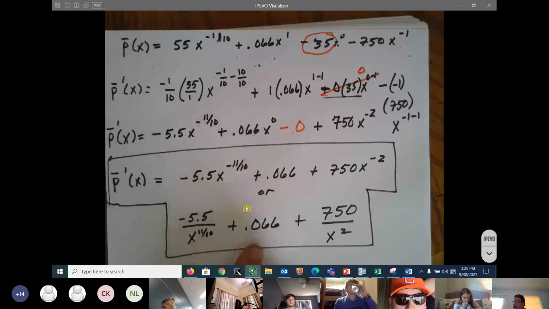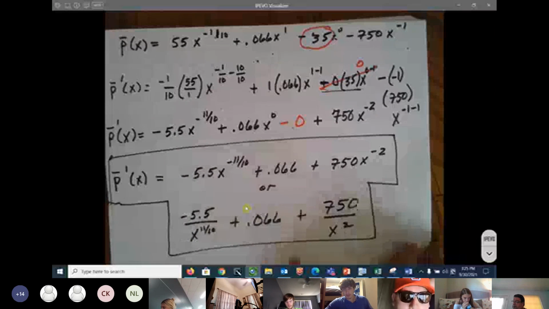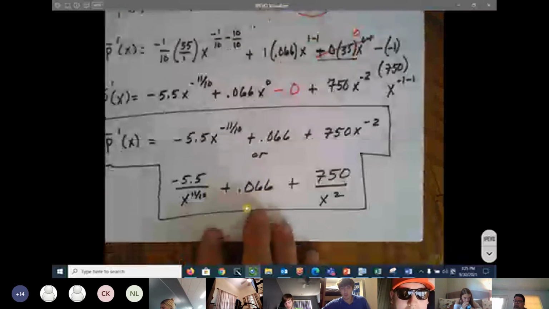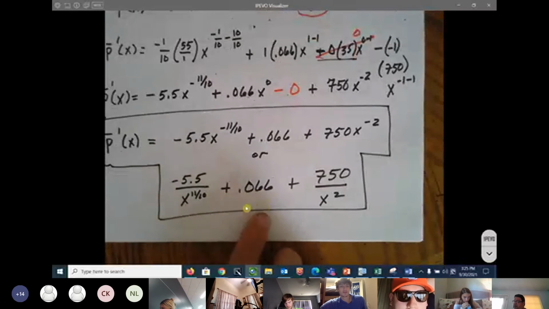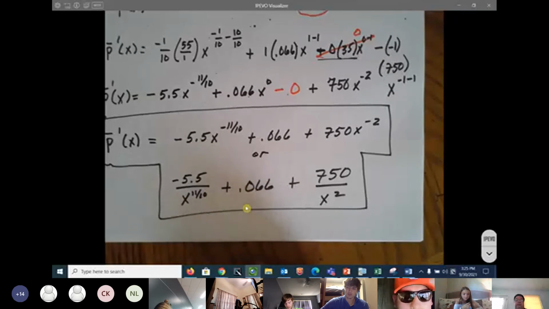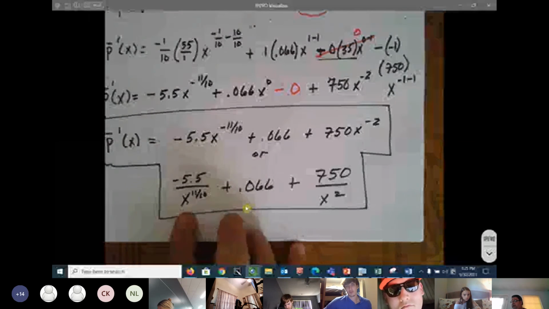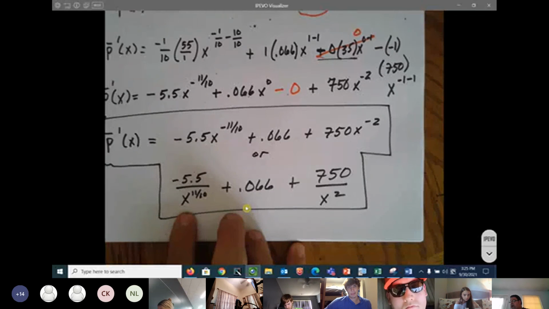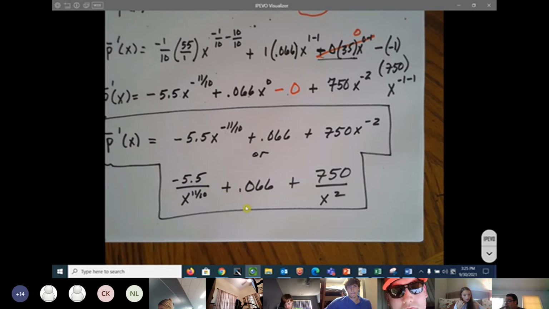Oh, get a common denominator. We could get a common denominator. And I think they just got it written a different way. They got it over one denominator, and I've got it over two denominators. So we could get a common denominator of x squared. So I would have to multiply this by x to the 9/20. That's what I would have to do.